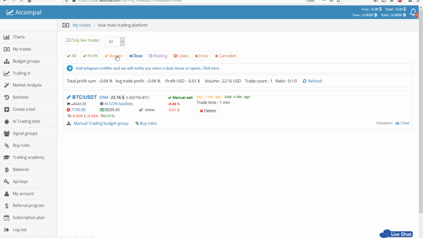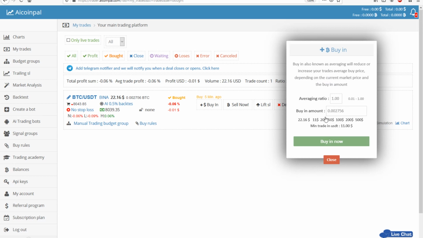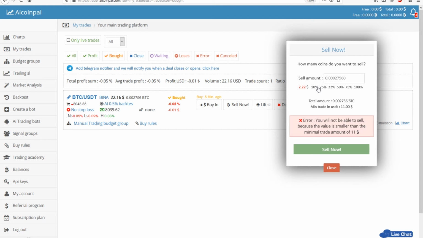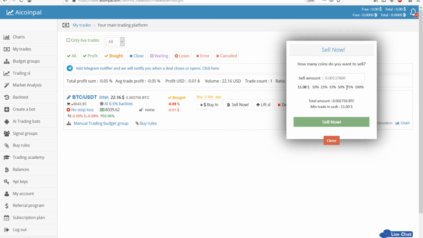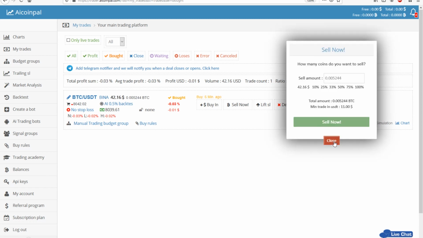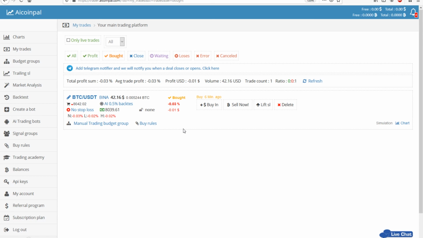You can always sell something if you like. You can always buy in a little bit more if you like. You can always sell a little bit more if you like. Okay, that's below minimum trade amount. You can always have full control and instant control over your system.